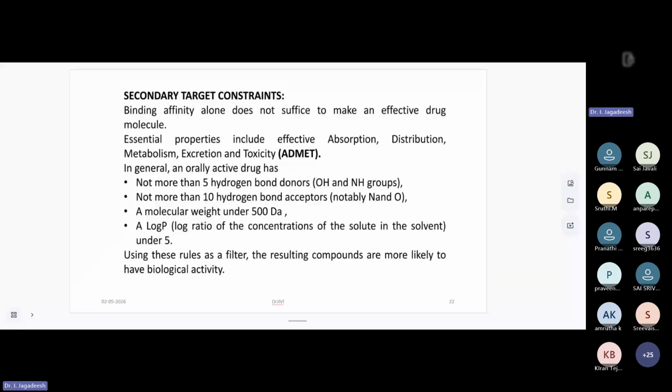The third rule is that molecular weight is under 500 Daltons. And the fourth rule is a log P value less than 5. That is the ratio of the concentration of the solute in the solvent, when compared between octanol and water. The log partition coefficient value should be under 5. Under these rules, as a filter, the resulting compounds are more likely to have biological activity. Previously, we have seen the perfect fitting. By following these rules, they are passing these biological activity constraints also. Then we can work on that particular moiety.